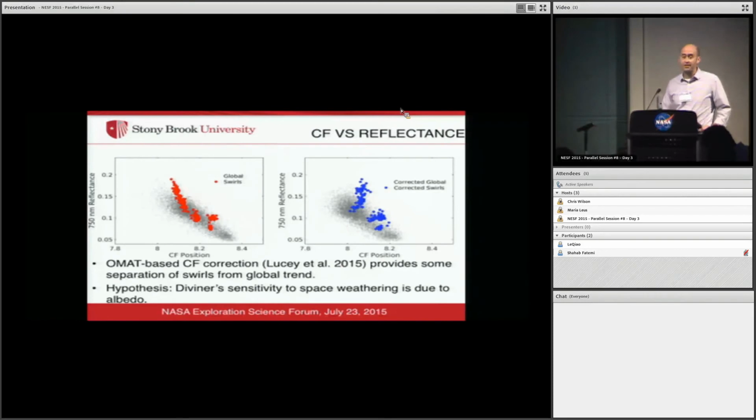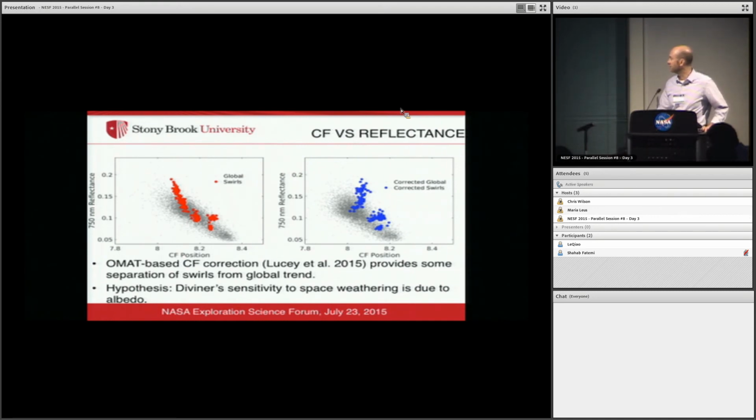We can compare things globally as well. Now I'm showing 750 nanometer reflectance from the Kaguya MI versus CF position. All these gray dots are the global distribution, and the CF positions of the swirls are, in this case, in red. The takeaway from this is that, yeah, they might be a little bit brighter in some cases, but they generally follow the global trend. You might be slightly off the global trend, but you're within the realm of reason here.